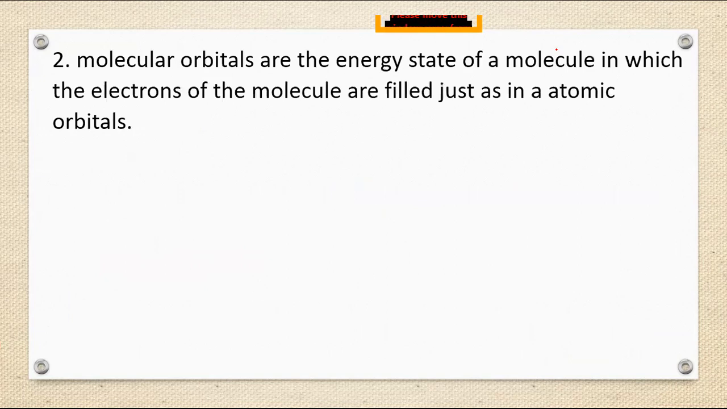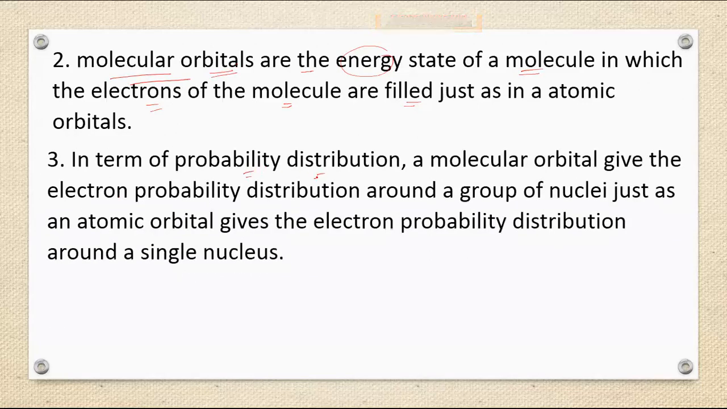Now, molecular orbitals are the energy states of the molecule in which the electrons of the molecule are filled, just as in atomic orbitals. As you observe, the electrons present in an atom are distributed or filled in atomic orbitals. Similarly, the electrons of the molecule are filled in molecular orbitals. In terms of probability distribution, a molecular orbital gives the electron probability distribution around a group of nuclei, just as an atomic orbital gives the electron probability distribution around a single nucleus.